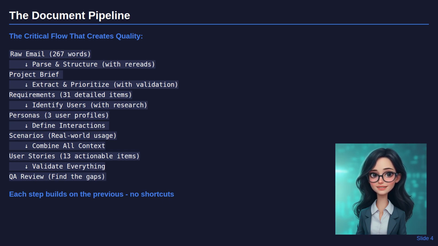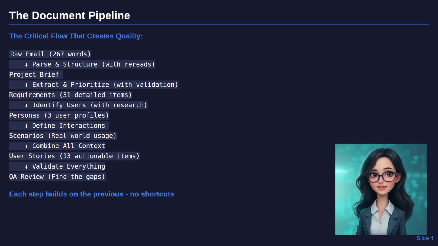The requirements inform the user researcher, who identifies user types and creates 3 detailed personas. These personas then drive scenario creation. How will Margaret the senior actually use this system? What about Alex, the tech-savvy professional? All of this context, requirements, personas, and scenarios, flows into the story writer, who creates actionable user stories. 13 of them, totaling 79 story points, each traceable back to specific requirements and personas.